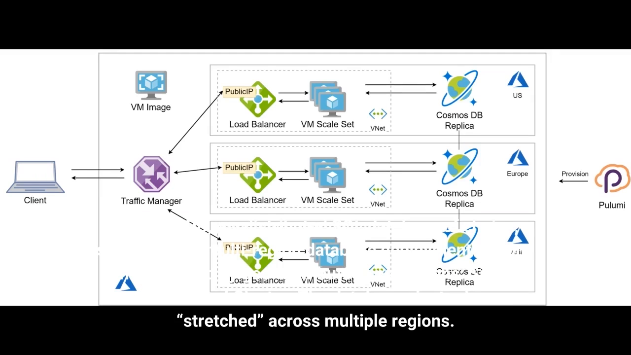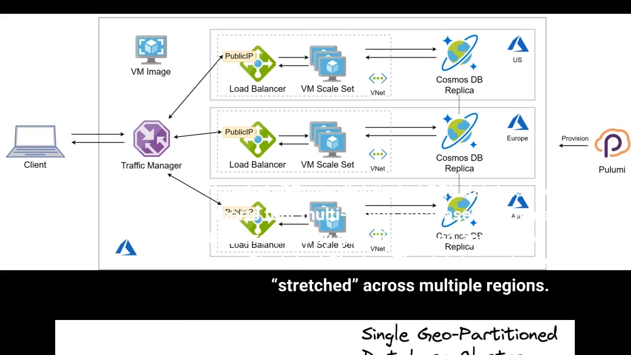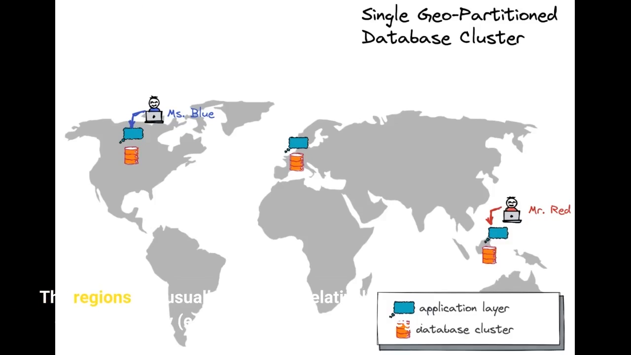Single stretched cluster. The database cluster is stretched across multiple regions. The regions are usually located in relatively close proximity, e.g., US Midwest and East regions.